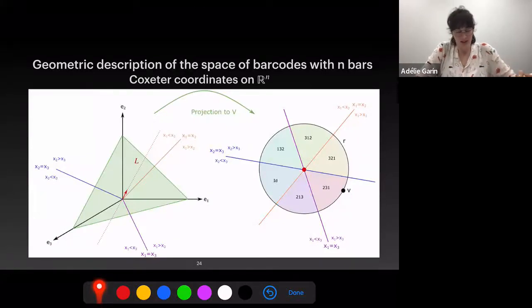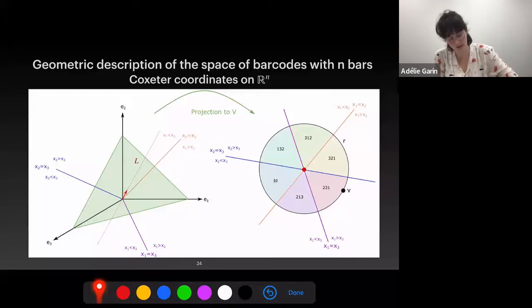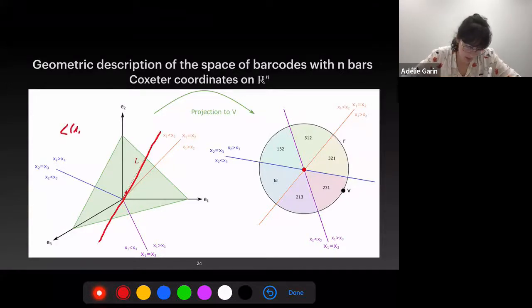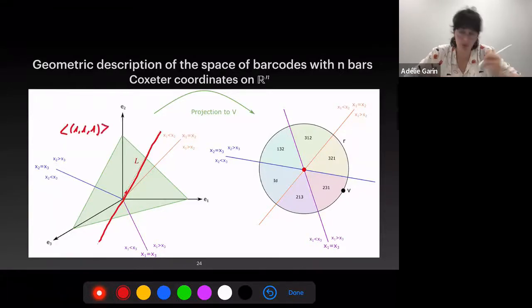So using the Coxeter complex, we can coordinatize Rn, and then I will use this to give new coordinates on the space of barcodes. So let's first start with R3. If I have R3 here, generated by E1, E2, E3, my first coordinate will be the projection on this line L here, which is spanned by (1, 1, 1). So it's the sum, E1 plus E2 plus E3.